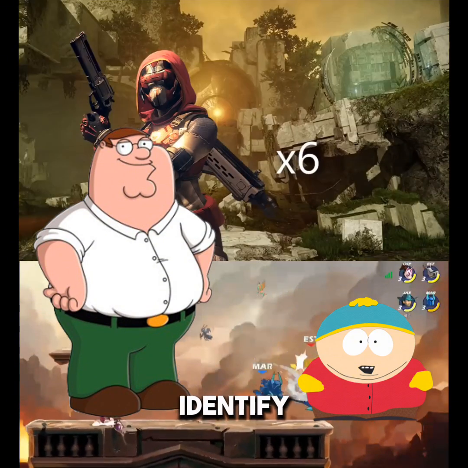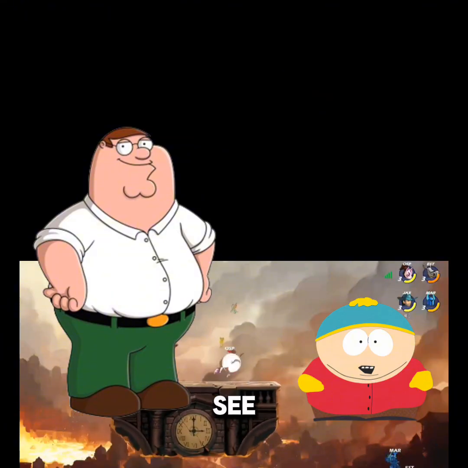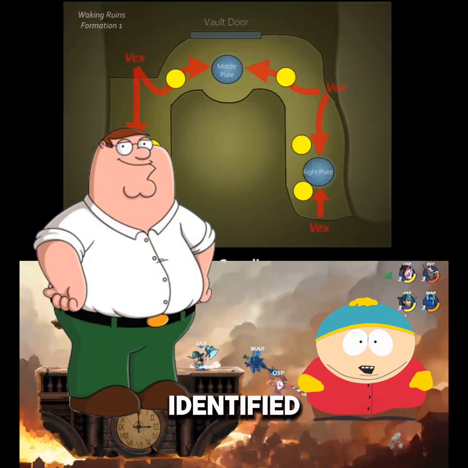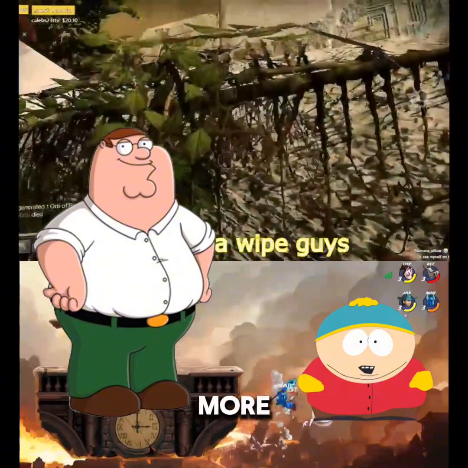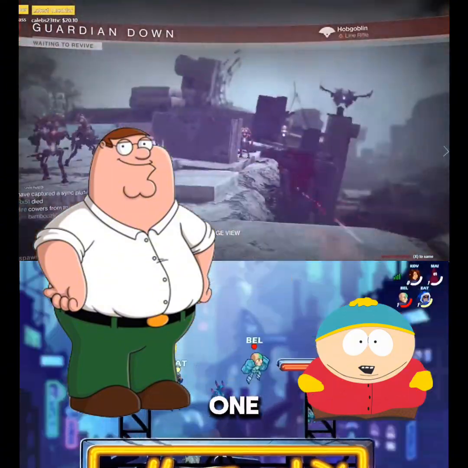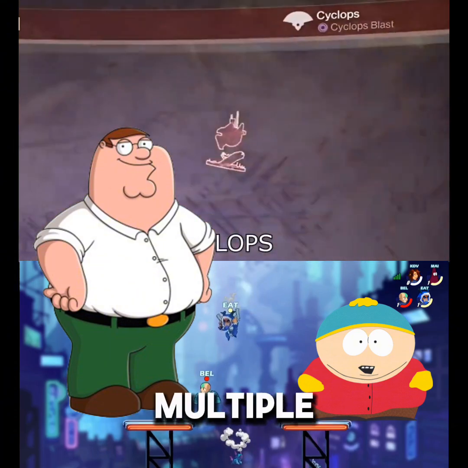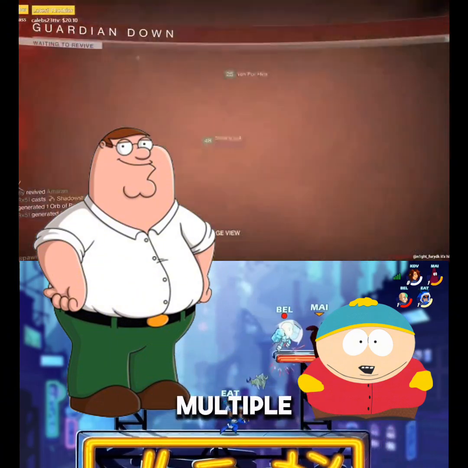But how do you identify a decomposition reaction? Well, I'm glad you asked. You see, a decomposition reaction is identified by having only one reactant that breaks down into 2 or more simpler products. Meaning on the left side of a chemical equation there will only be one compound, while on the right side there will be multiple products. Essentially, a single substance decomposes into multiple substances.